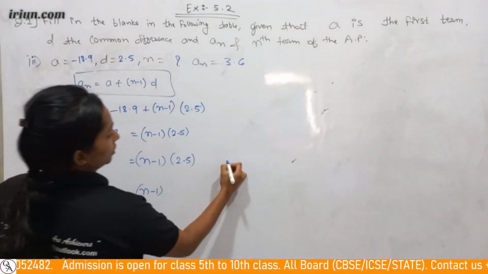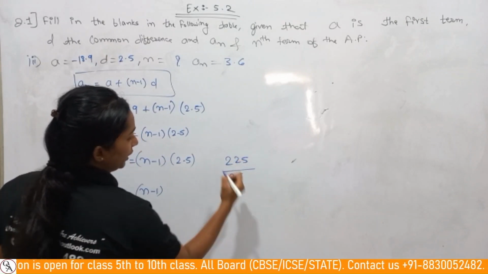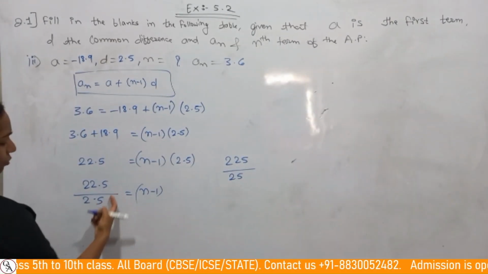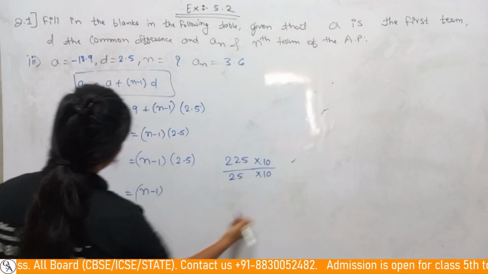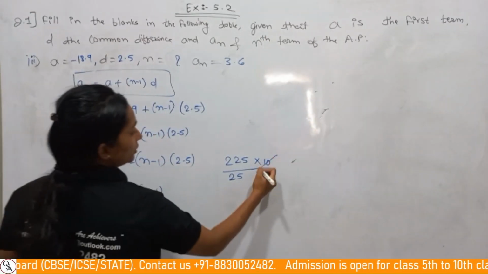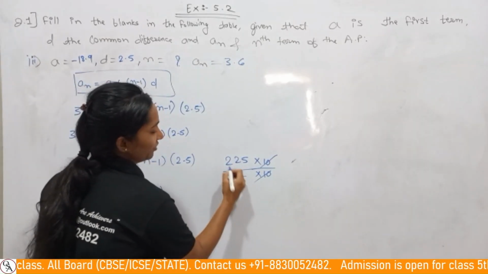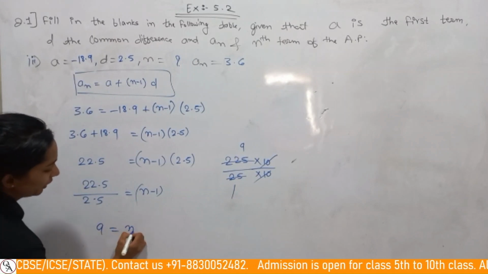So see 225 upon 25. Okay. So if I add the decimal to the opposite side, it will automatically get cancelled because there is only one decimal. So this will get cancelled. Okay, so 25 ones are 25 and 25 nines are 225. So here I got 9 is equal to n minus 1.